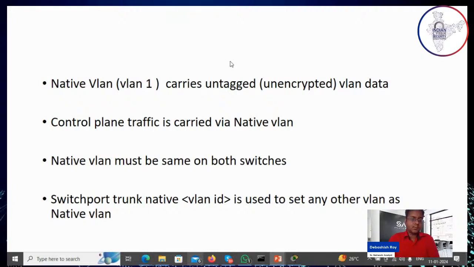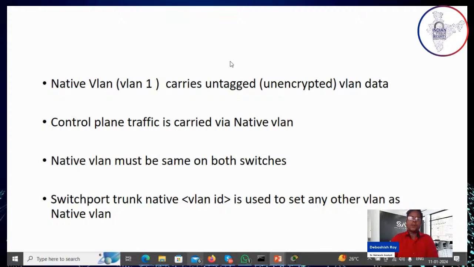As I was telling you, native VLAN or VLAN 1 carries untagged or unencrypted VLAN data. Now, which type of traffic is carried through native VLAN by default? Control plane traffic, meaning the routing information and the routing protocol. Say you have configured any routing protocol, say OSPF or EIGRP, anything, even static routing. That type of traffic is carried via the native VLAN or administrative VLAN that is there by default. You cannot create a native VLAN. The native VLAN must be the same on both switches.